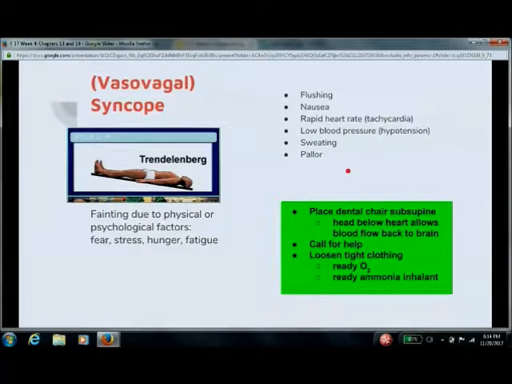So fainting is some of what we see and what the patient feels. The patient may feel flushed, which means that we would see redness. The patient may feel nauseous, and they tell us so.